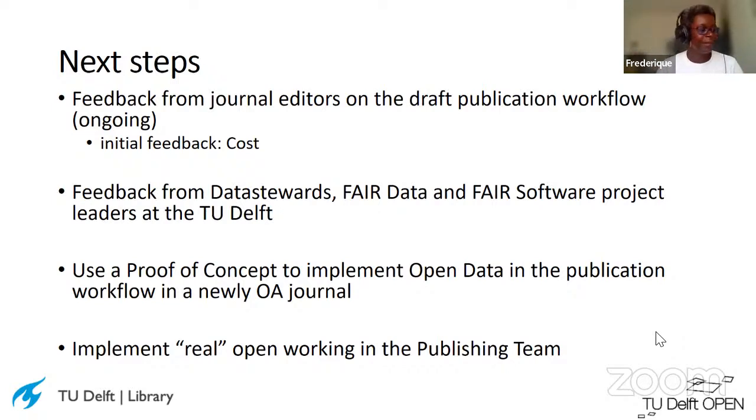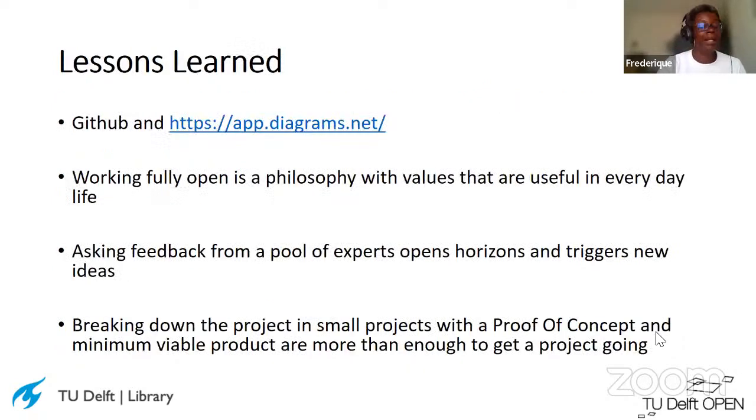And the last one: implement real open work in the publishing team. I know you will see why I say that. We have a publishing team of people from different departments. We all think we are working openly, but after OLS, I realized we don't. So I think it would be nice, when we resume our meeting in September, to implement some of the things I've learned here with OLS. What I learned: GitHub, I didn't know how to use GitHub at all, so I'm quite happy with that. And using diagrams.net to make the publication workflow I showed you, that was really nice for me.